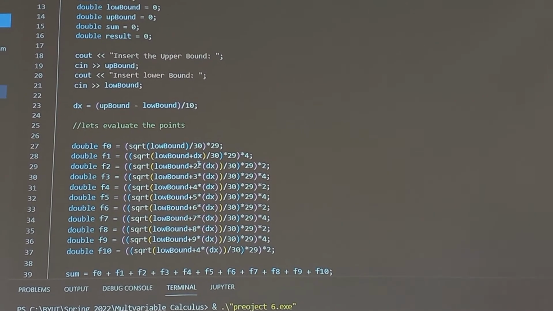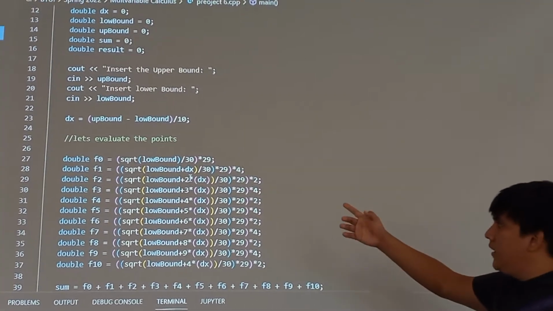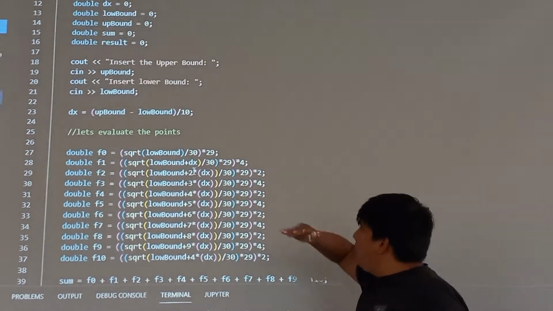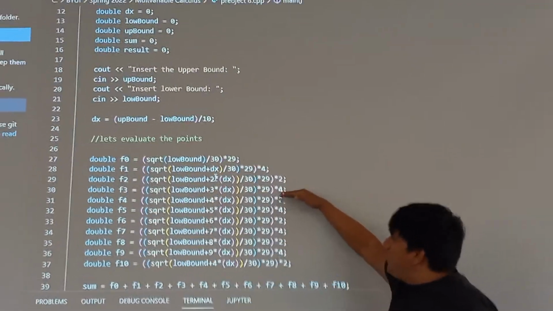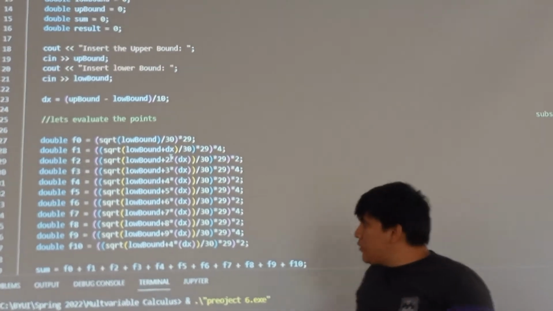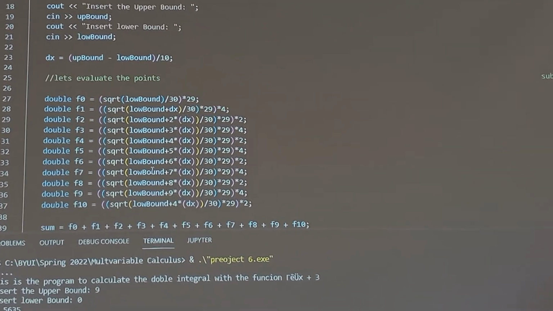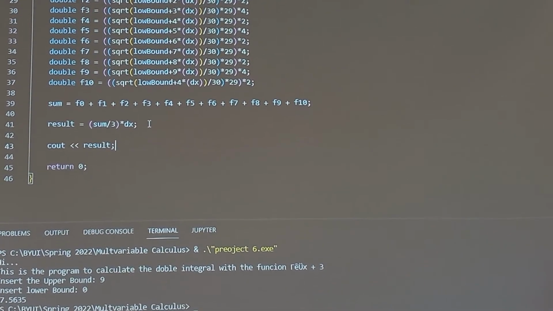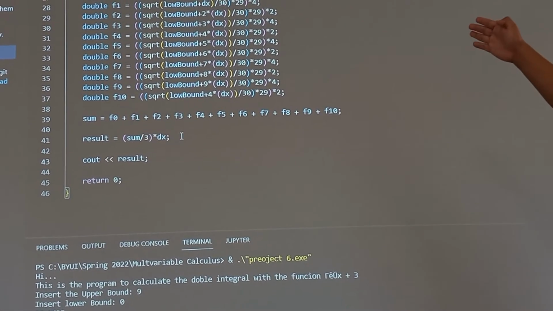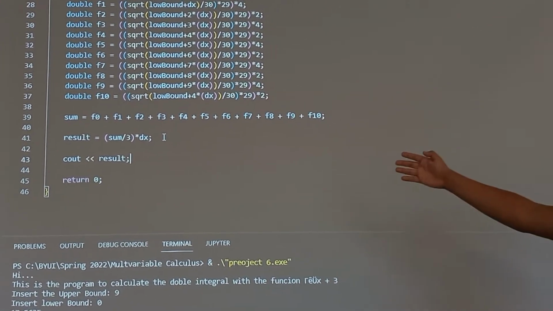As you can see in the last part, the first integral solved was the square root of x, in this case the lower bound, over 3 times 29. So we evaluate each of the points applying the Simpson's rule, so we can have the outcome of the second integral. As you can see, I add all of the points as the Simpson's rule indicated, and then the result is divided by 3 times the dx, which is the upper bound minus the lower bound over 10, and this way we got the result.